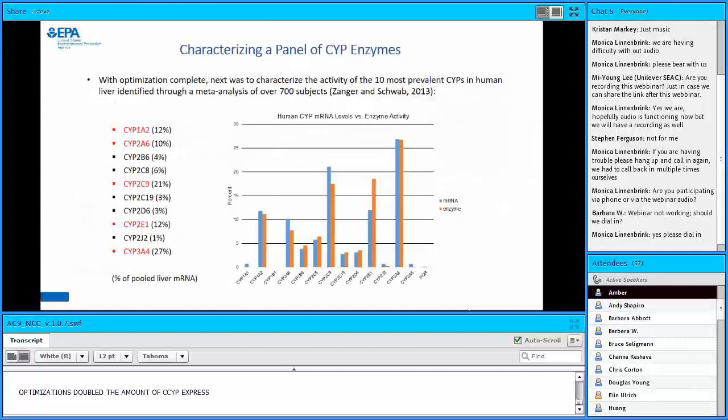So with our optimizations complete, the next thing we wanted to do was to look at the 10 most prevalent human cytochrome P450 enzymes in human liver, and we identified those through a meta-analysis of over 700 subjects that was published a couple of years ago.